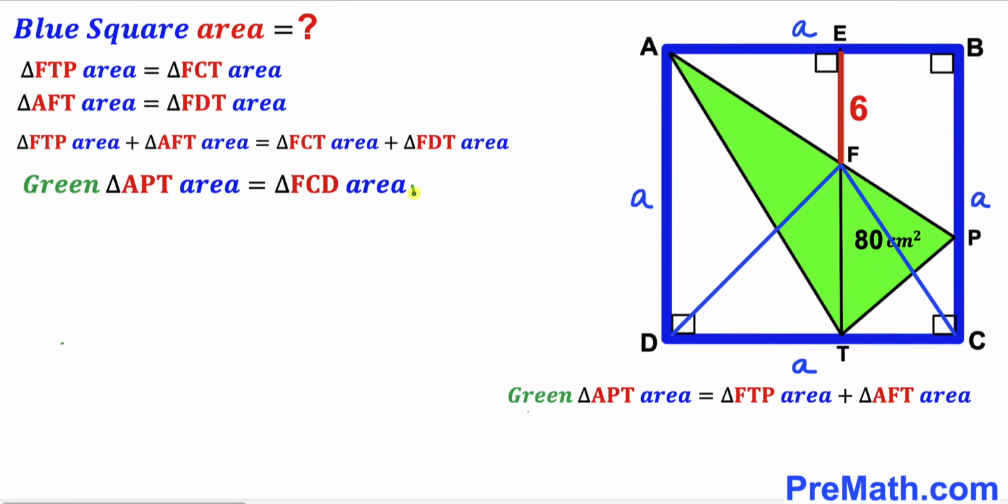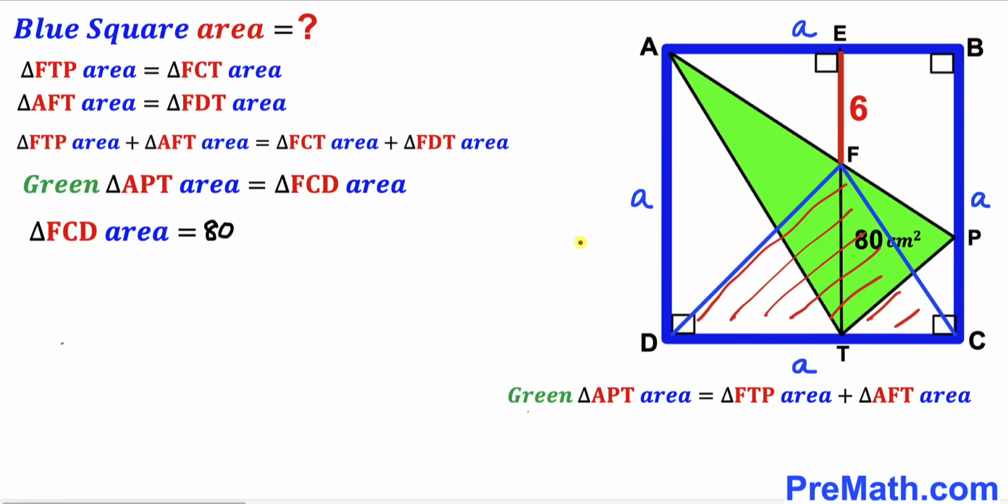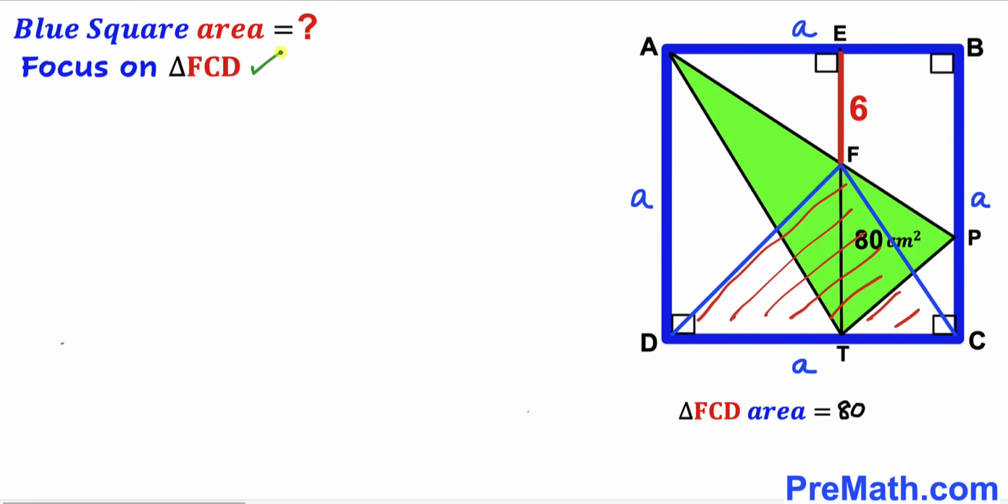As you can see in this next equation, the green shaded triangle area is going to be equal to the triangle FCD area. And we know the area of this green shaded triangle is 80. So I'm going to substitute this side by 80 centimeter square. So thus the area of this whole triangle FCD turns out to be 80 centimeter square. And now let's focus on this triangle FCD.